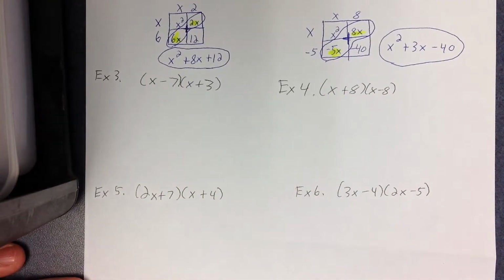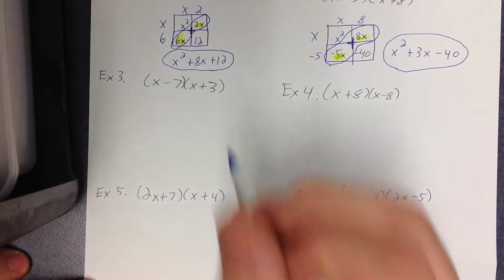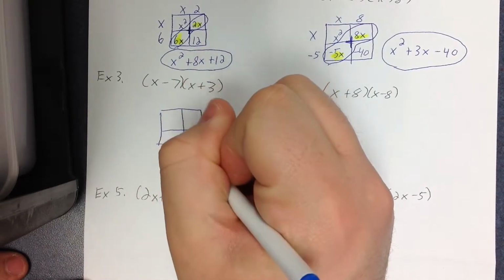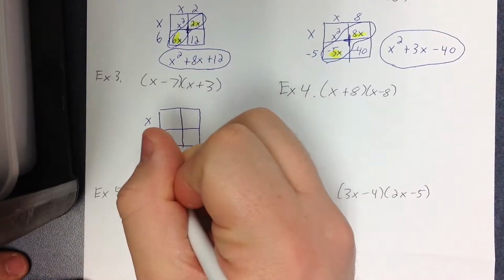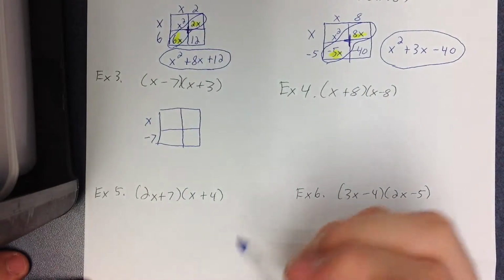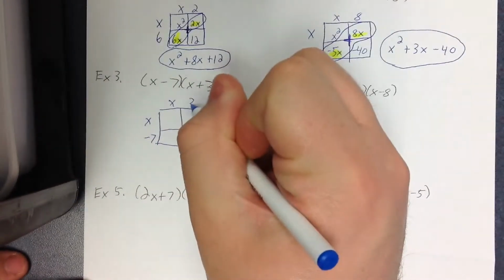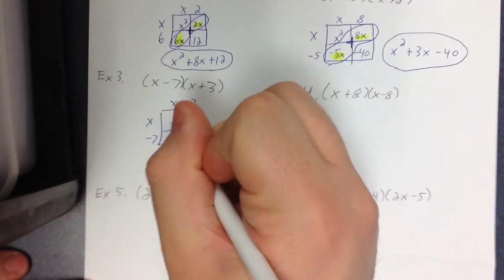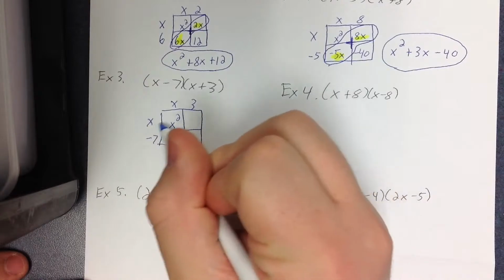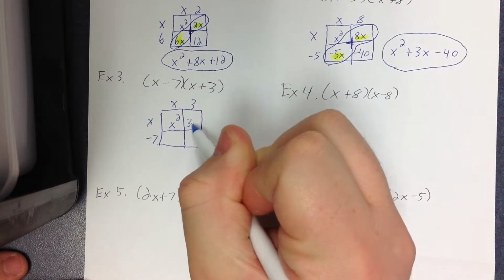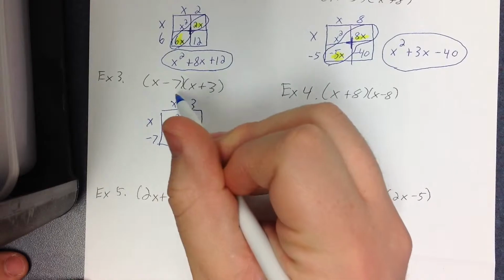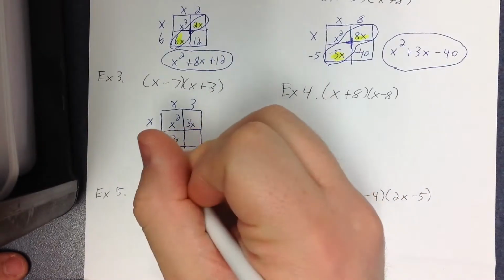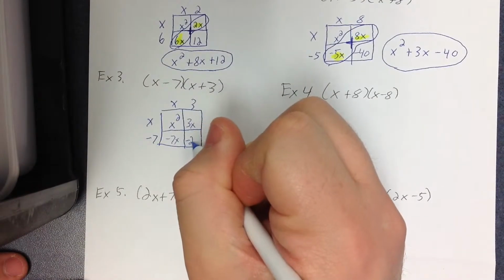Okay, example 3, x minus 7 times x plus 3. So again, I got x minus 7, so I got negative 7. x and positive 3. x times x, still x squared. x times 3 is 3x. Negative 7 times x is negative 7x. Negative 7 times 3 is negative 21.